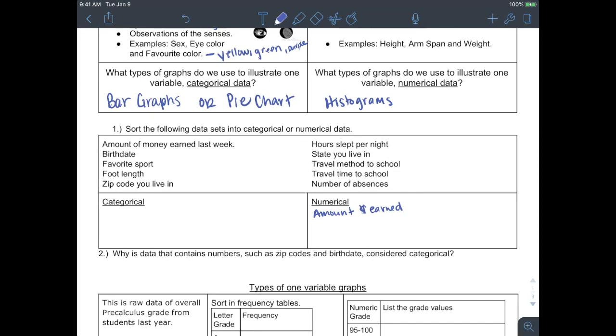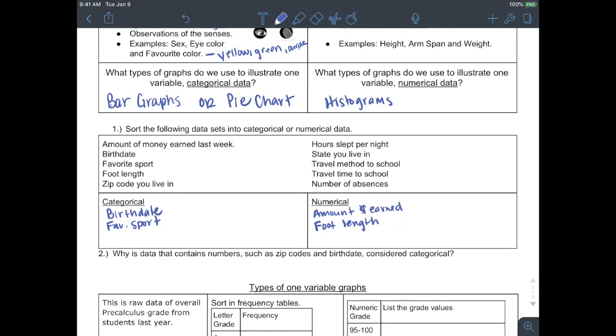Your birth date. What is your birth date? Yeah, that's like February 20th, or March 17th, or 3/17. These are numbers, but this is actually categorical. Are you actually measuring anything? No. Okay. So favorite sport. That is categorical. Foot length, measuring, numerical. Zip code. Zip code's a number, but are you actually measuring anything? No, that's categorical.